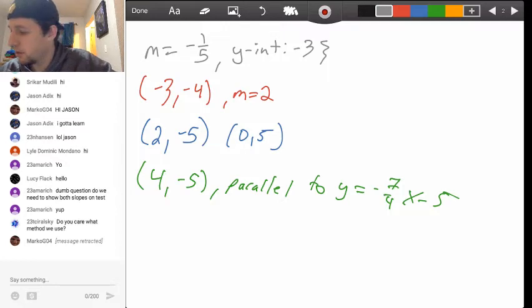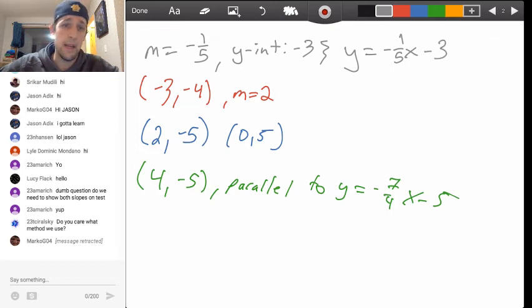Okay, so this one's really pretty straightforward. It's y equals mx plus b. We're going to plug in the slope for m, and we're going to plug in the y-intercept for b. And that's it. Point slope form is honestly pretty easy too.